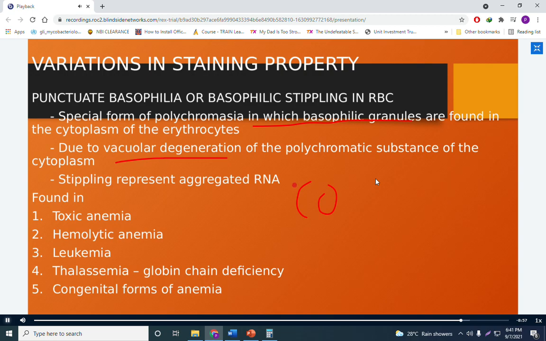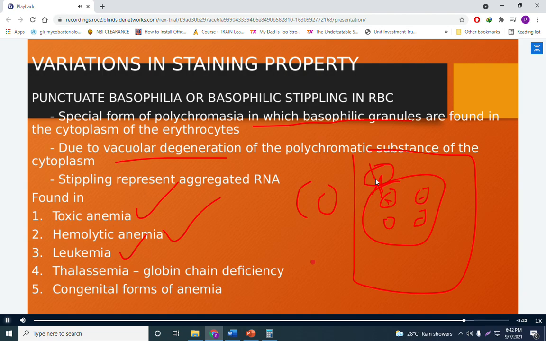Stippling, kasi class, imagine, pag vascular degeneration niya, di ba may mga vacuoles yung cells niya pag bata pa. Now, as they get destroyed, they form holes. So, yung mga granules ni basophil, kapag nagbara-bara, nagdikit-dikit, nag-vascular degeneration siya, nagbara, then dumikit siya, mapupunta dito yung basophilic granules. Stippling represents aggregated RNA. And we found in toxic anemia, hemolytic anemia, leukemia, thalassemia, which is a globin chain deficiency, and congenital forms of anemia.